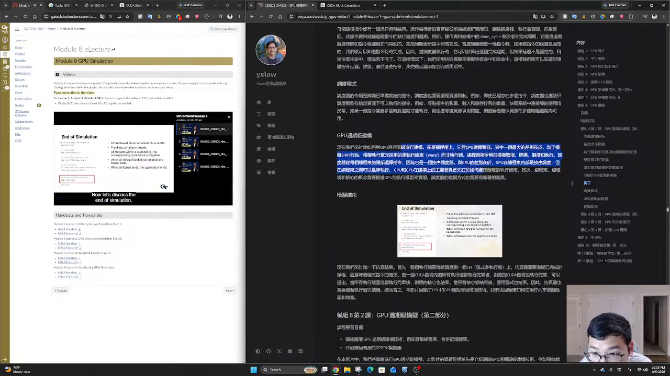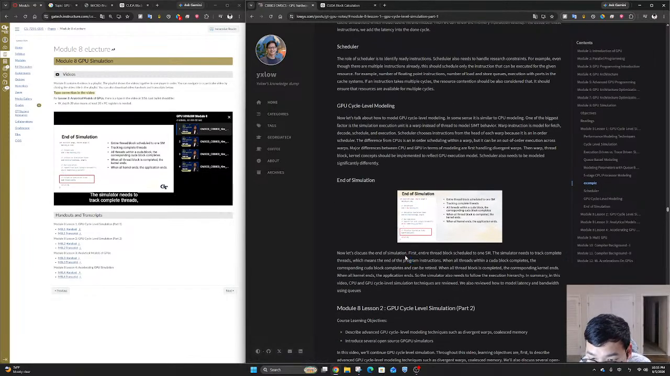Now let's discuss the end of simulation. First, an entire thread block is scheduled to one SM. The simulator needs to track complete threads, which means the end of the program instructions. When all threads within a CUDA block complete, the corresponding CUDA block completes and can be retired. When all thread blocks are completed, the corresponding kernel ends. When all kernels end, the application ends. So the simulator also needs to follow the execution hierarchy.